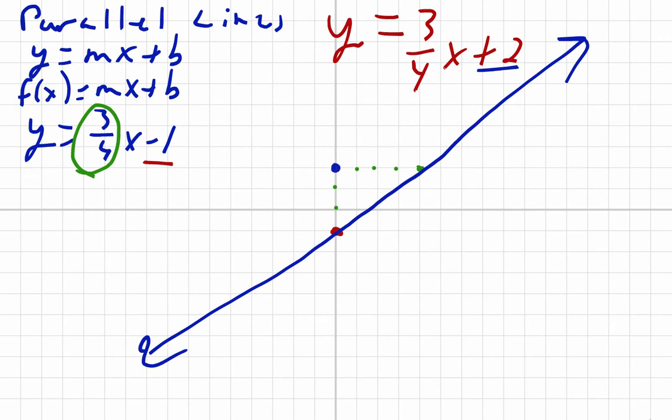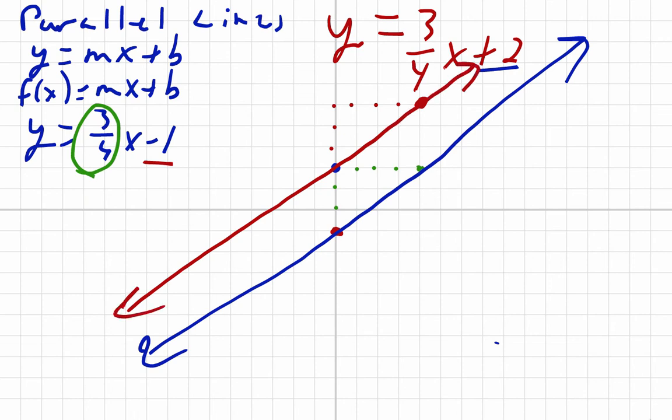Excuse me, my y-intercept is 2. And my slope is 3/4, so I go up 3. Make this red. 1, 2, 3 over 4. 1, 2, 3, 4. And go right through there the best I can. That's pretty good. So you notice I have 2 lines that are parallel.